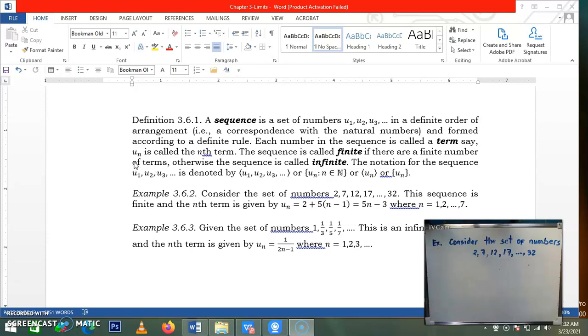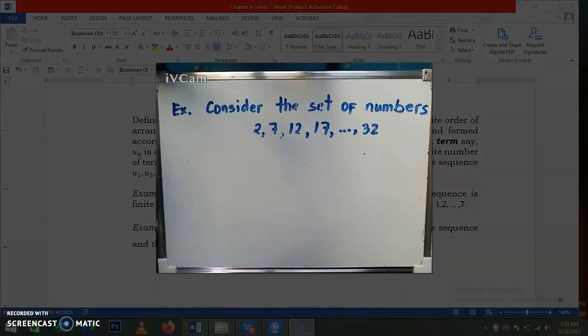Now the sequence is called finite if there are a finite number of terms. Otherwise, the sequence is called infinite. So we have here the notation for the sequence. This one, sequence, denoted by this one or this or as this. So let me consider here an example.